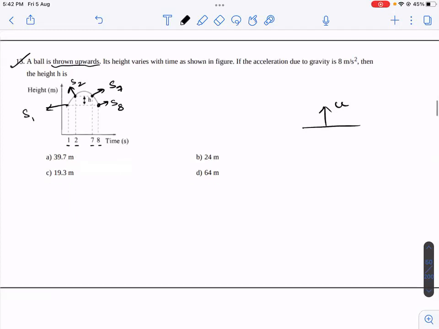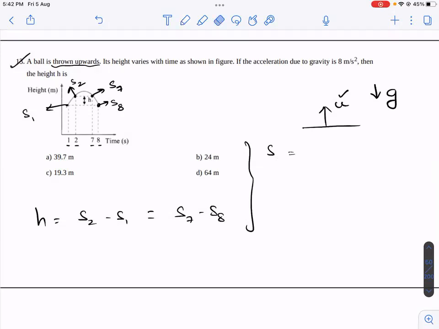So can I say h is nothing but s2 minus s1, and it is also equal to s7 minus s8? Observe. Is that right? So let's say the object is projected with initial velocity u. It is traveling under the influence of gravity in the downward direction. If that is the scenario, then what is going to be the formula for the displacement of the particle in nth second?